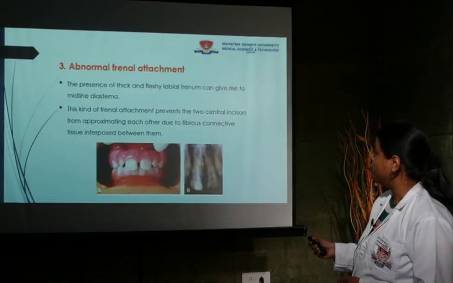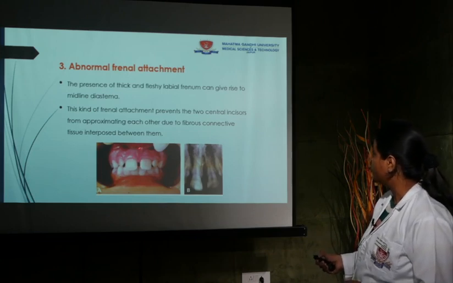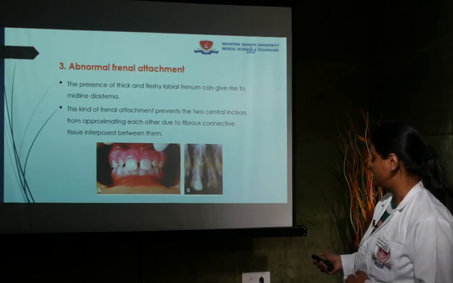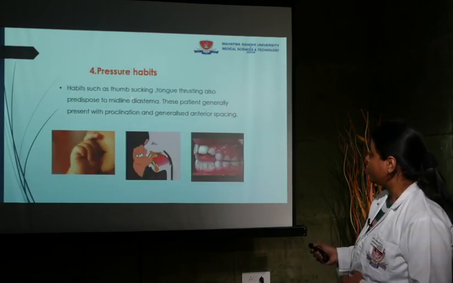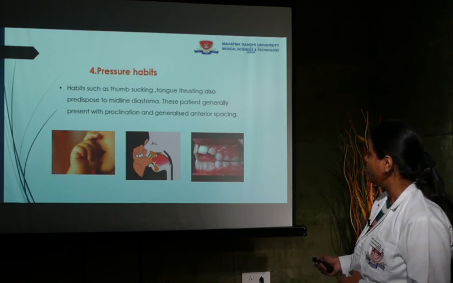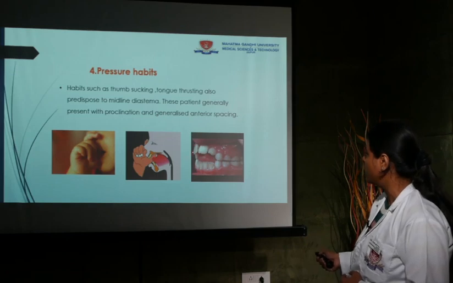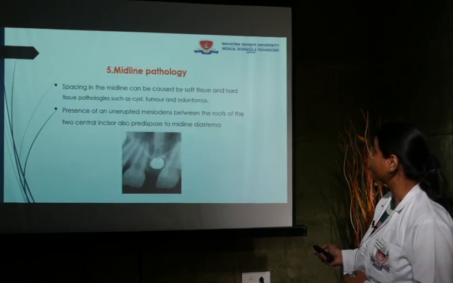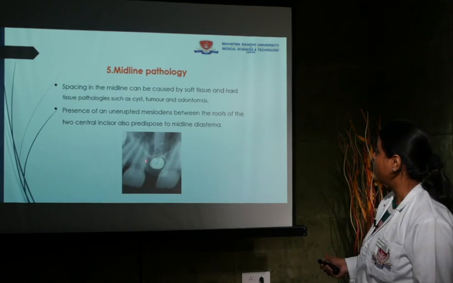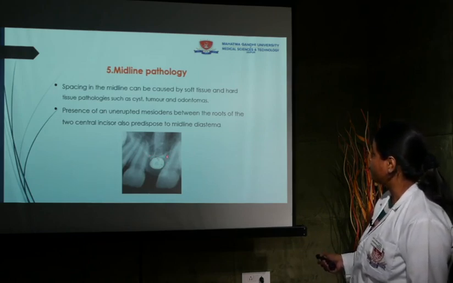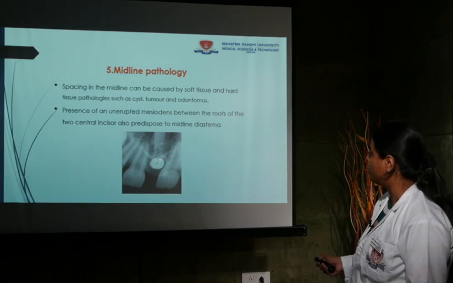Abnormal frenal attachment is another reason and the main reason for the midline diastema. Here the bulky fibrous tissue approaches in between the two central incisors and creates a space between the central incisors. A pressure habit, like thumb sucking, creates pressure over the central incisors, resulting in proclination of the centrals and creating a gap. Midline pathology, like any trauma, any cyst or any abnormality present in between the two central incisors.